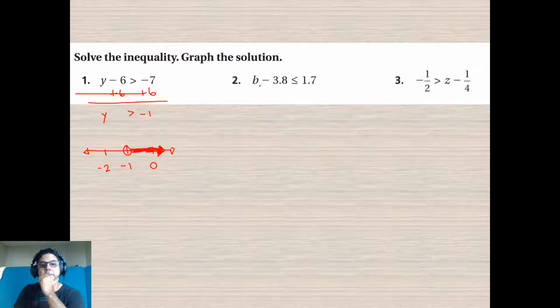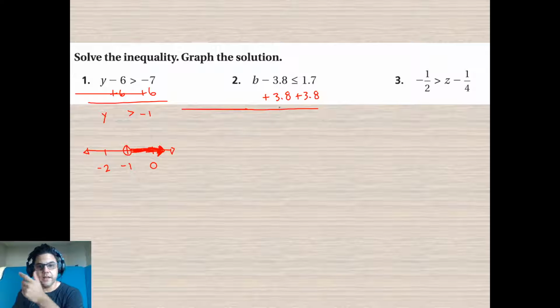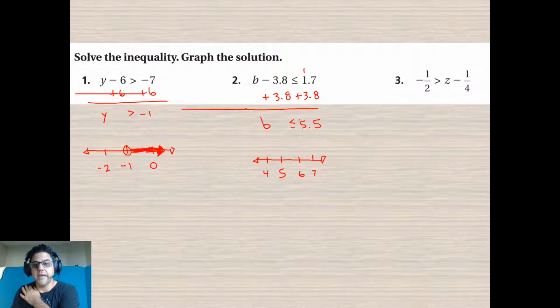Very nice. Number 2, we're going to add 3.8. Again, how weird. B is less than or equal to, and when we add it up, again, we get a 5, or really 15, so a 5.5. So a 5.5 again is going to be in between 5 and 6. It's going to be a closed dot and arrow goes to the left, shading to the left.